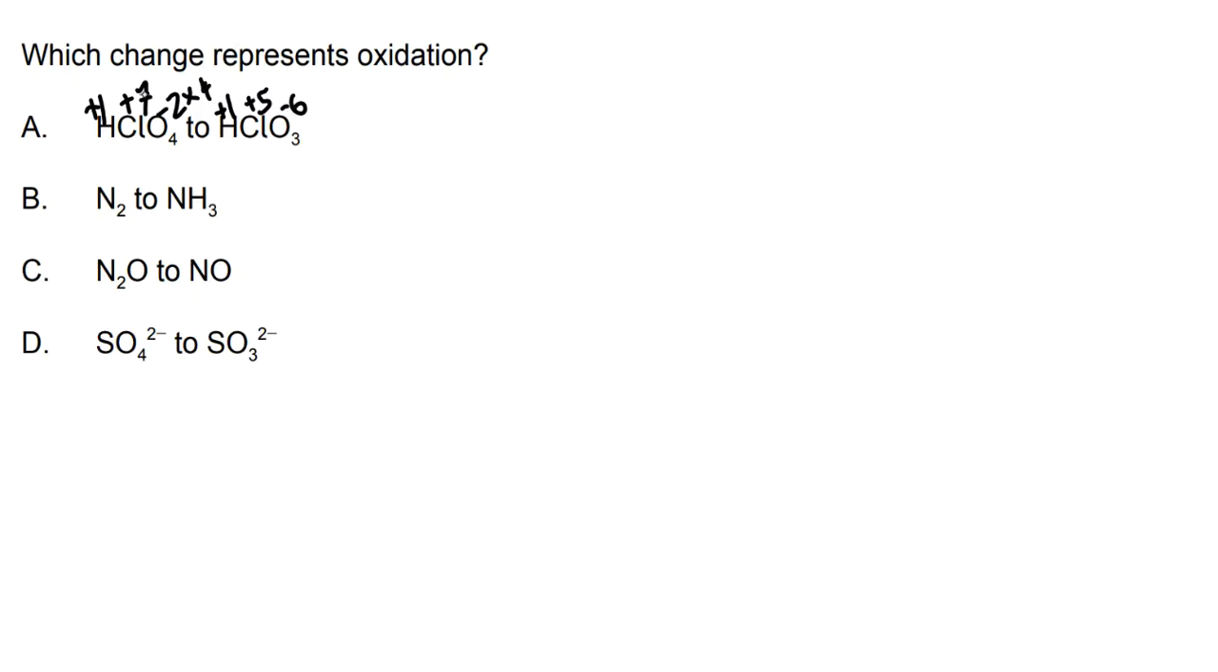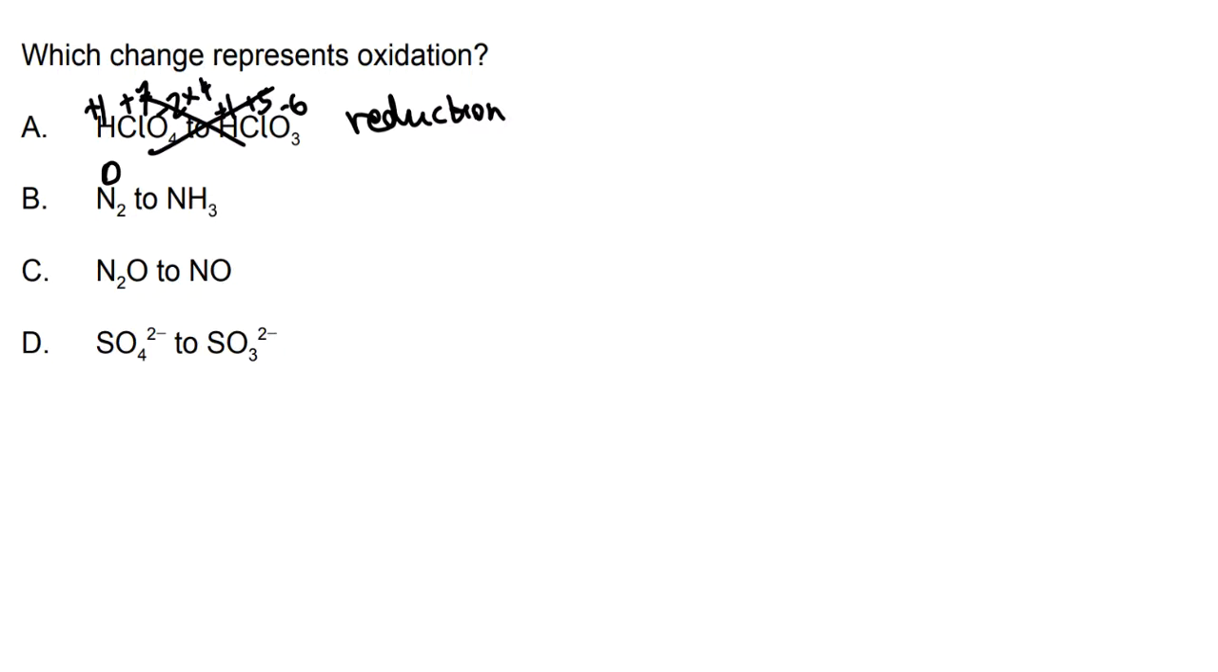So we have the charge of chlorine going from +7 to +5. That's a reduction in the oxidation state, so it is also going to be reduction. Whenever the oxidation state reduces, it signifies gain of electrons, and that's reduction. So it's not oxidation. Here we have nitrogen.